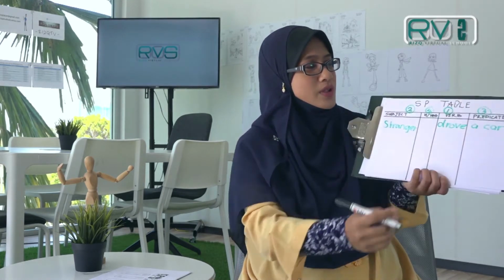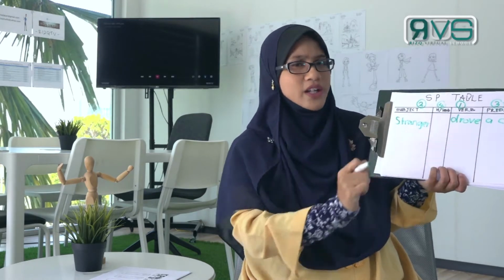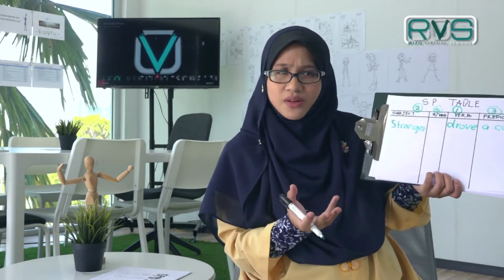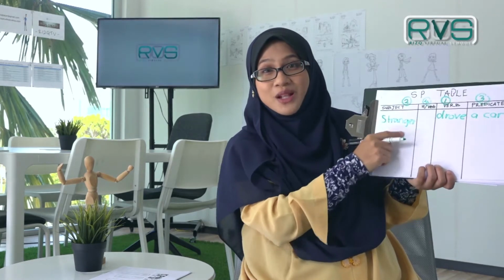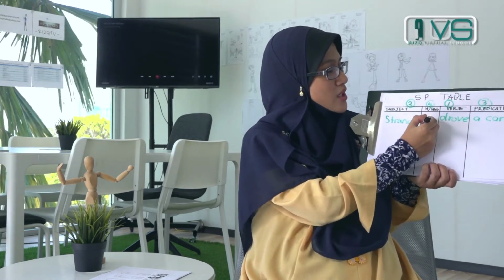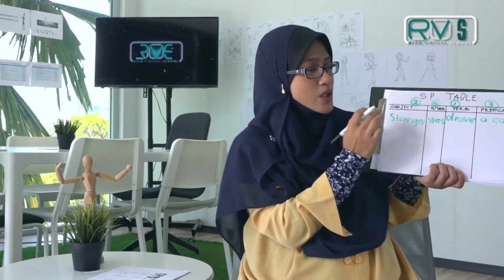Okay, don't forget your punctuations. So stranger drove a car. Is it enough? Is it correct in terms of your grammar? Let's read carefully again. Stranger drove a car. You're missing out your helping verbs. Okay, so stranger, what is the verb here we can use is was. Okay, are you sure? Stranger drove a car.